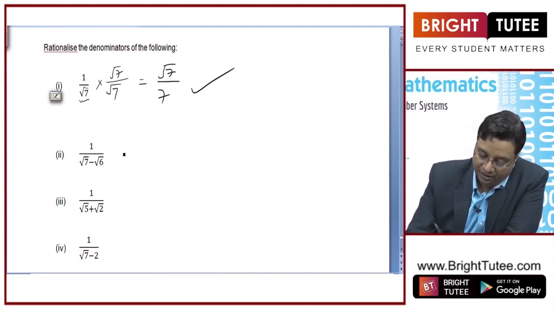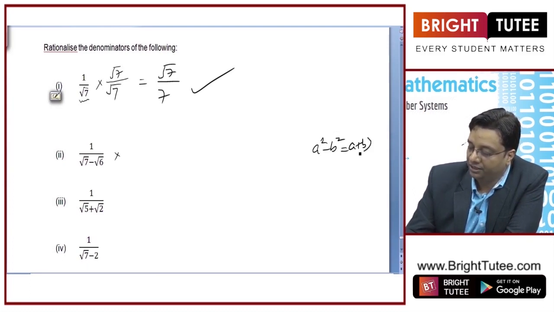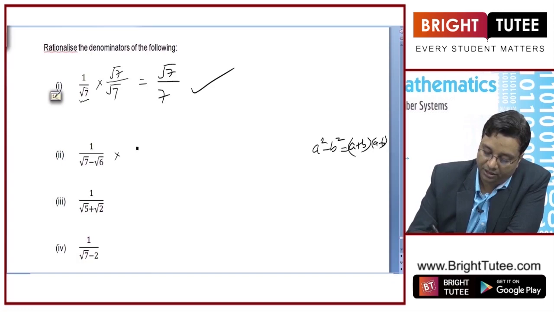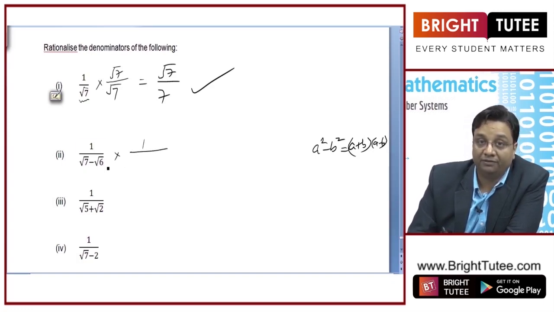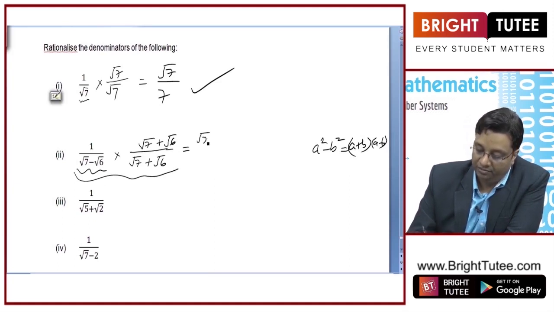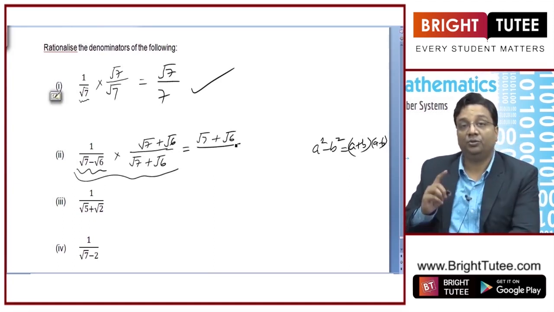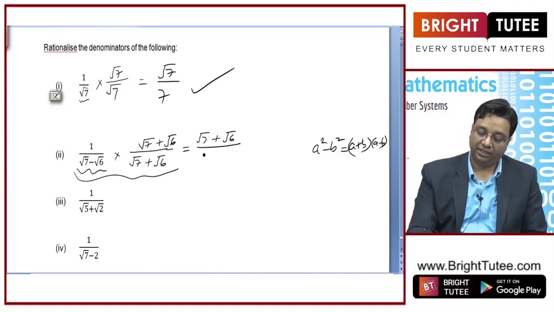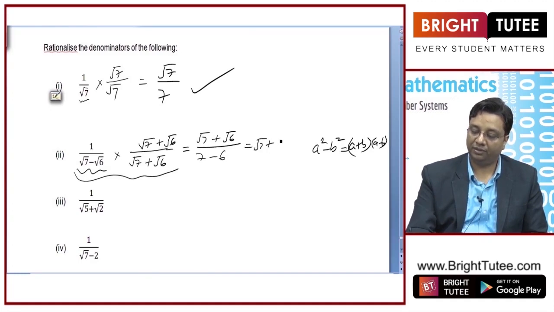This is the answer. In this case, I will make use of this formula, a square minus b square equal to a plus b into a minus b. So the denominator is root 7 minus root 6. So I will multiply it with root 7 plus root 6 and I will have to multiply the numerator with the same thing, because this is the same number as this one. So this will give me root 7 plus root 6 in the numerator, and the denominator will be a square, that is 7, minus b square, that is 6. So the number is root 7 plus root 6.